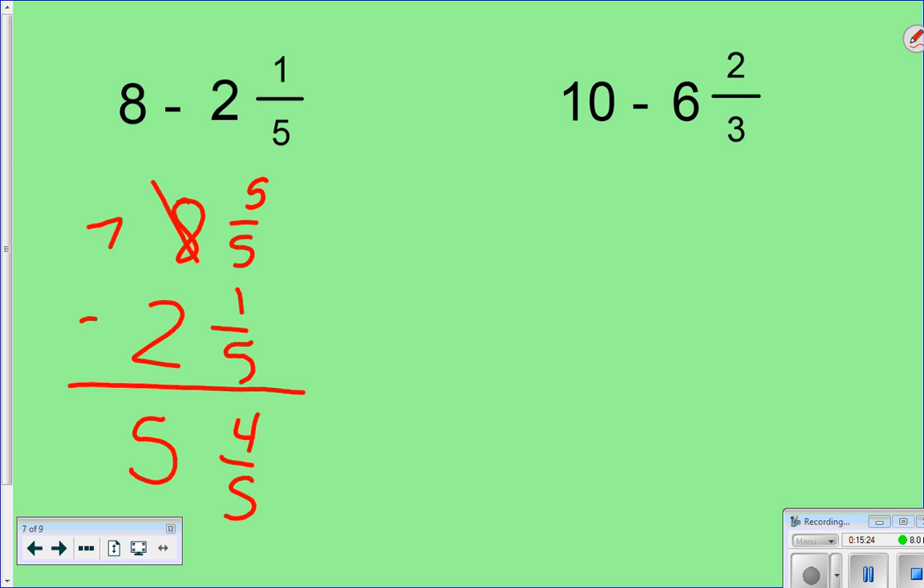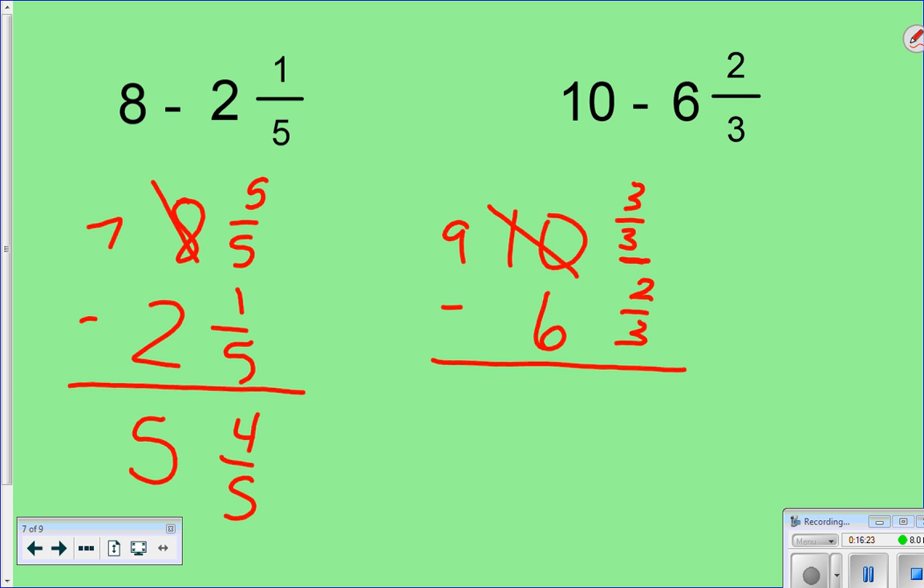Same thing over here. See if you can do this one by yourself. 10 minus 6 and 2 thirds. Okay, you're going to have to regroup or borrow here. From that 10, borrow from this 10, it becomes a what? A 9. Then what do I have over here then? 3/3, subtracting.